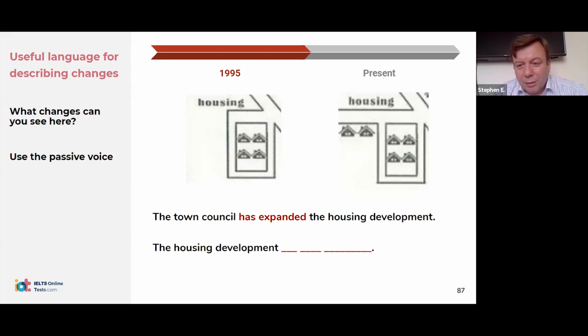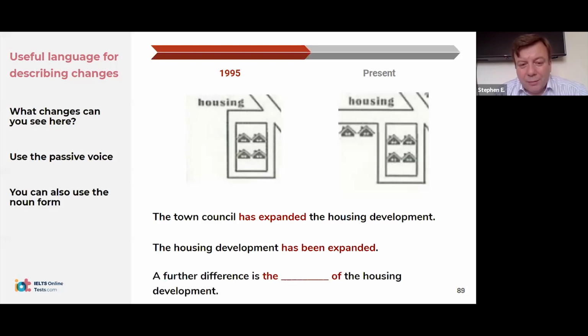Okay, Neo. Let's have a look. Marazia. Okay, good. Has been expanded. And in the noun form, further difference is the of the housing development. Okay, Razia. Tin. Okay, good, very good.